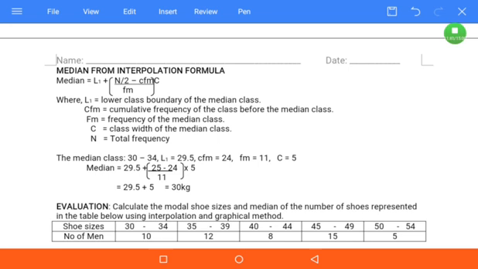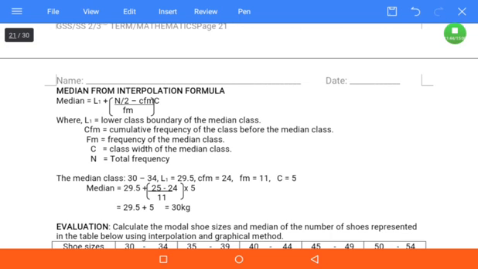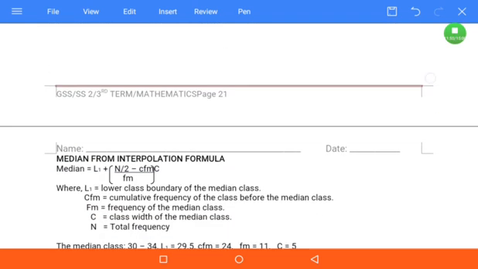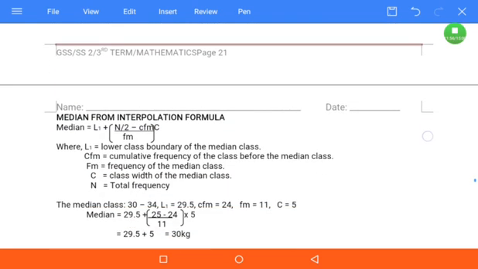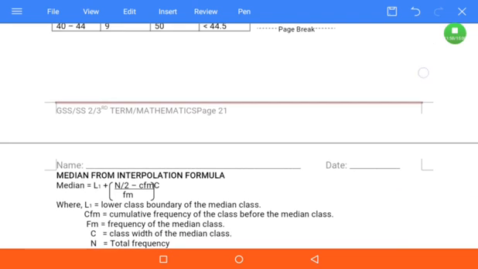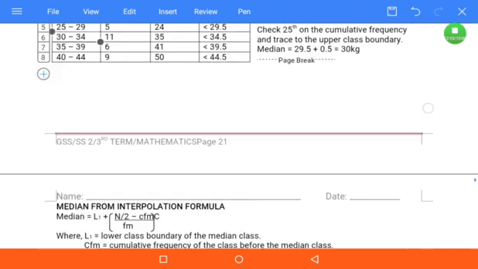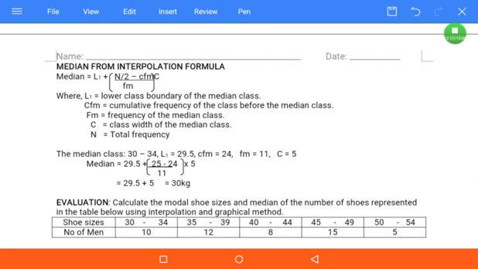Now, we have to solve the same problem using the table given above. In the table, our median class is what? 30 to 34. That's the median class. Can you see that? Now, what is the lower class boundary of the median class? Since this is the median class, the lower class boundary is remove 0.5 from 30. That gives us 29.5. Can you see that? That's the lower class boundary of the median class. That is L1.